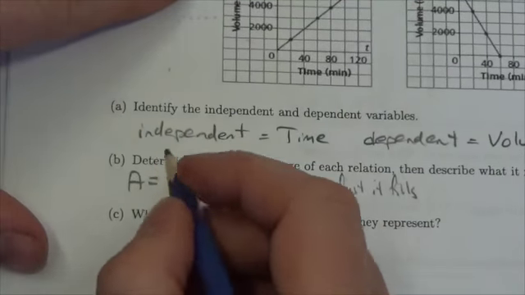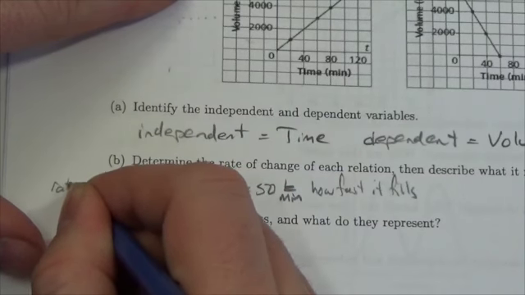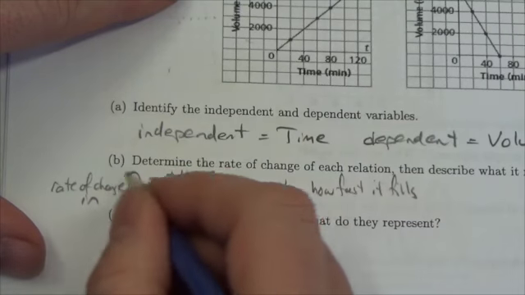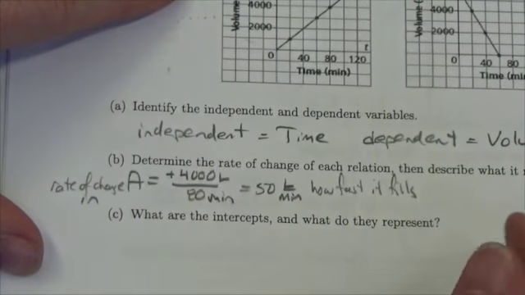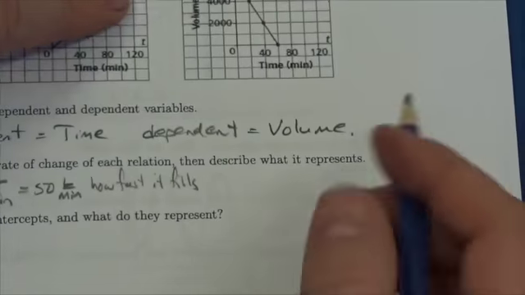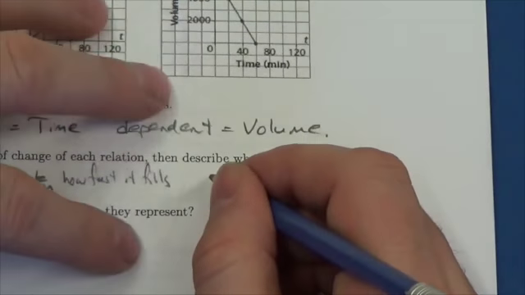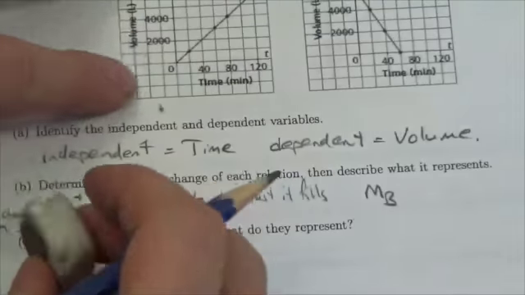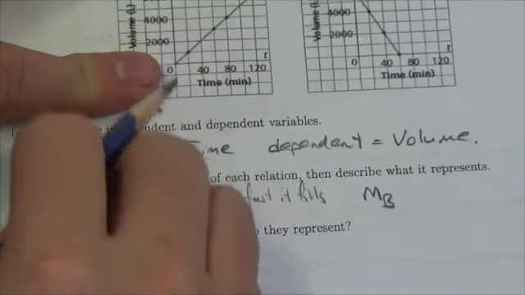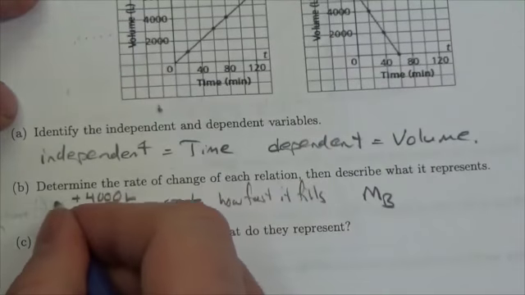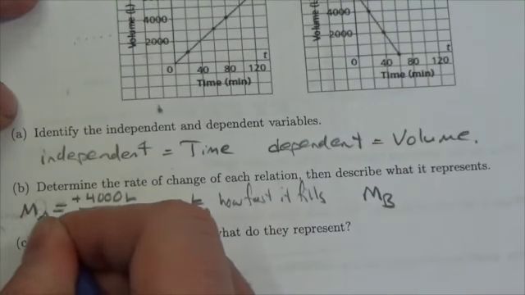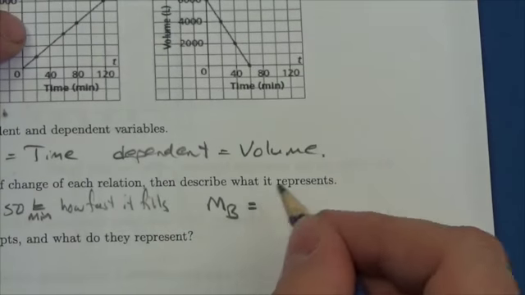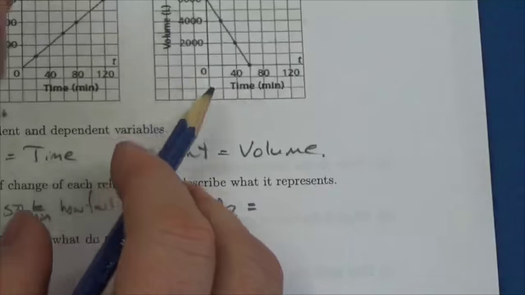I'm sorry, I shouldn't have said A equals. That's incorrect here. I should have said the rate of change in A is equal to 4,000 liters over 80 minutes. Now, for B, the rate of change, and we'll typically use M to refer to that. In fact, maybe I should come back here and change this to M of A. And if you haven't seen that notation yet, it's coming. So M of B is going to be, well, let's take a quick look.